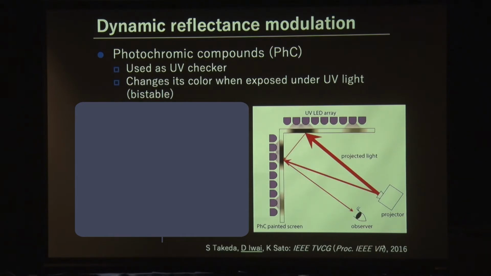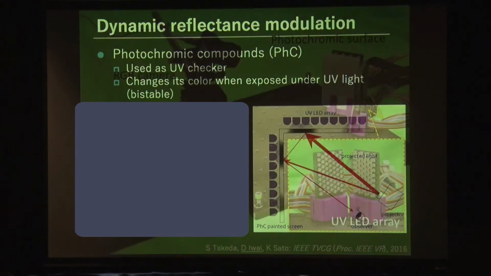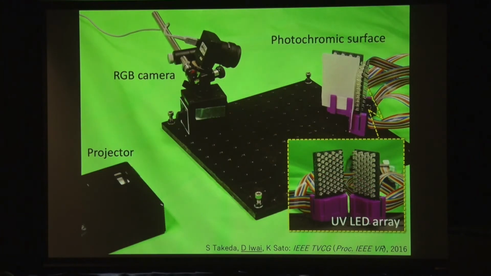We apply a photochromic material that is usually used as a UV checker, and it can change its light absorption property by UV illumination. We paint this material and use a UV LED array to manipulate the reflectance pattern of the projection surface to increase the contrast of the projected result. This is our prototype. We place the photochromic screen in front of the UV LED array, which can be replaced by a UV projector for more 3D shape objects.